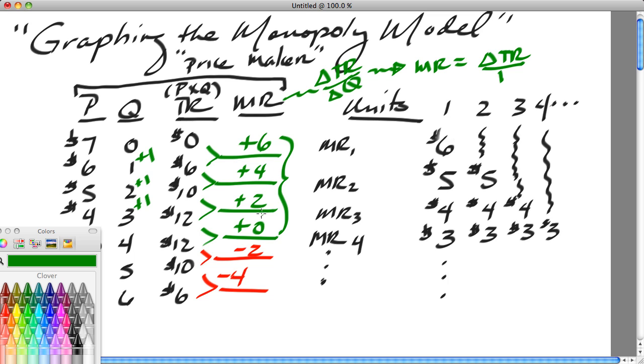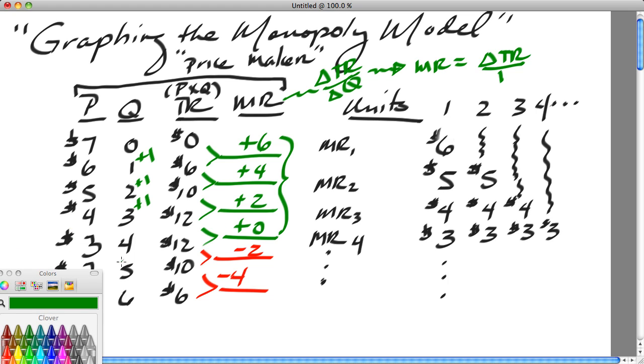Plus, I'd also like to explain why marginal revenue can actually be zero. That's a very interesting idea, that you could actually produce a unit and add no revenue to your output rate, whereas you're selling it for a price. You're selling the fourth unit. Look at this, you're selling the fourth unit for $3, but your marginal revenue is zero.